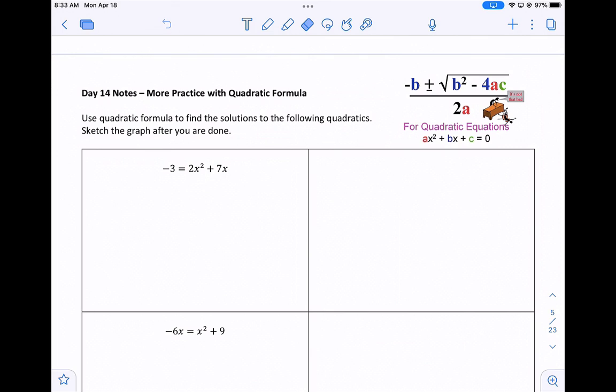Today we're going to practice more with quadratic formula. So we'll do a few examples together and then you'll have time in class to practice and ask questions. So the directions are: use quadratic formula to find the solutions to the following quadratics. Sketch the graph after you are done.